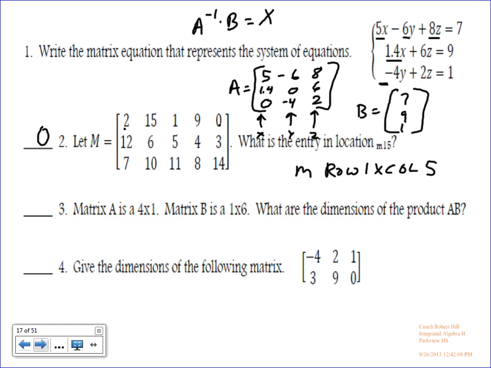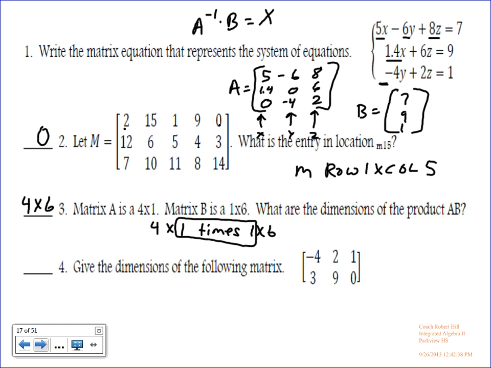I'm trying every way in the world. Matrix is a 4 by 1 times 1 by 6. Can you do it? Why? These numbers are the same. You can do it. If those numbers are not the same, you can't do it. And then the answer of your matrix is 4 by 6.